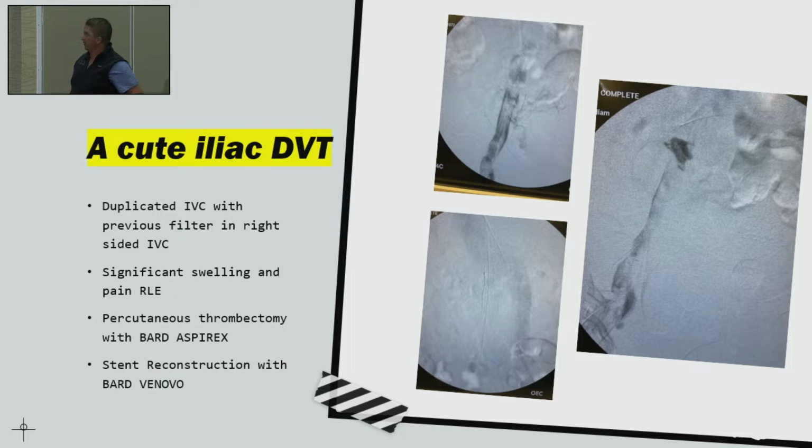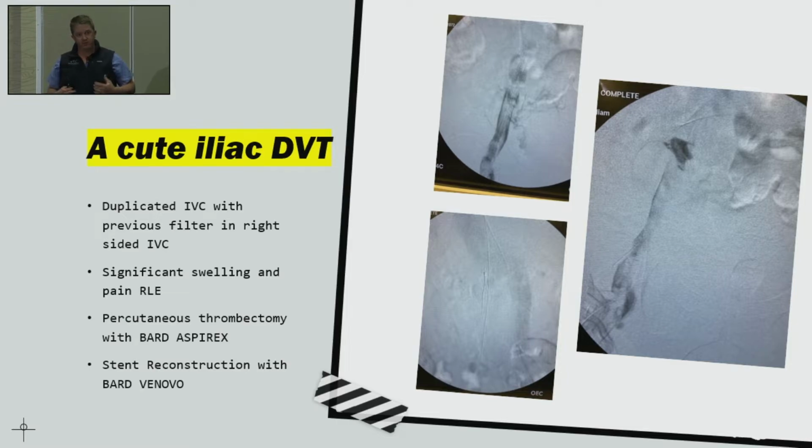This is a patient who presented to the office with a DVT. We sent him home with a novel oral anticoagulant and scheduled him to be treated in the office a few days later. Interestingly enough, and not picked up on his original ultrasound, he had a duplicated IVC, which you actually see in upwards of 2% to 3% of patients.